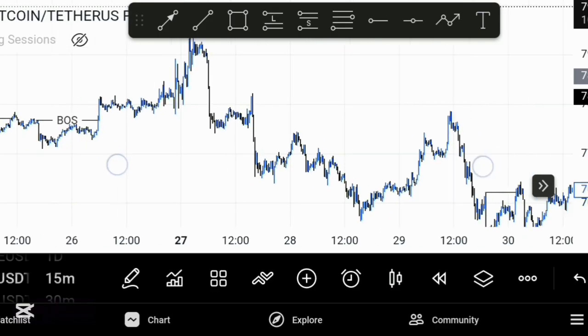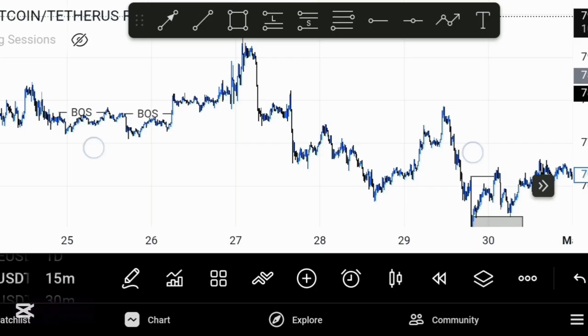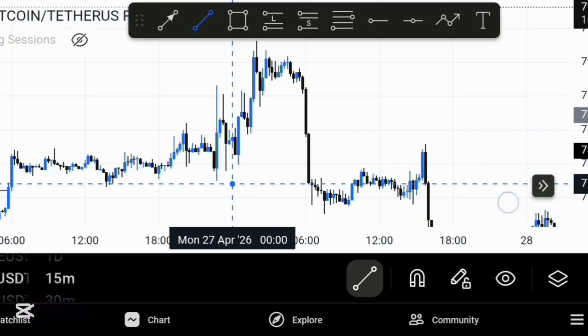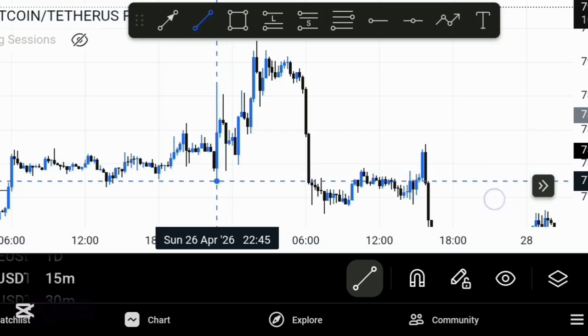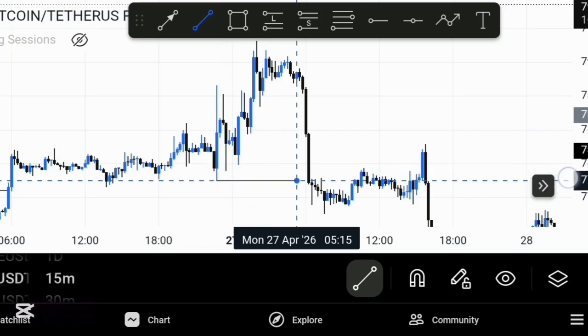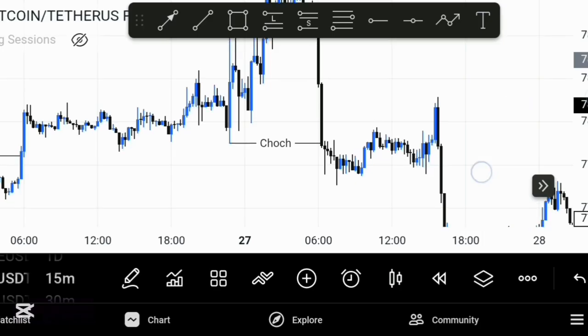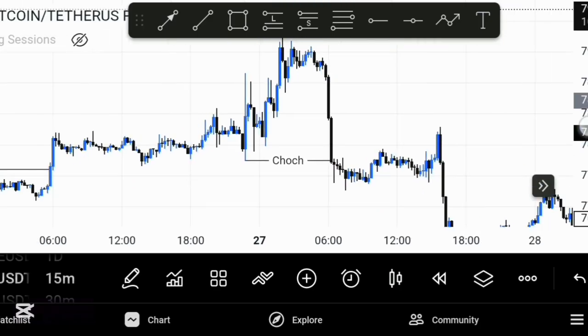As you can see here, it breaks the structure and it started moving down. So to mark it out, we'll look at the last movement before the market starts moving down. So here's how we mark it out. We'll first look at this recent swing low and then mark it out like this. So here we'll name it as change of character. So yeah, here is how we mark out a change of character.